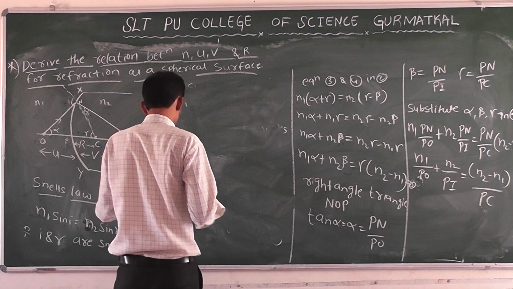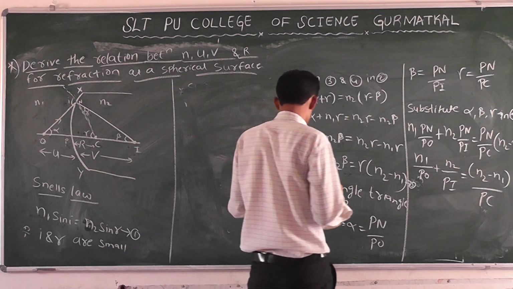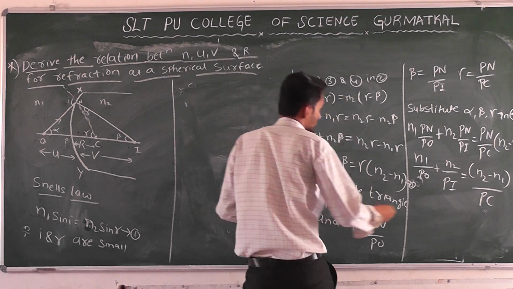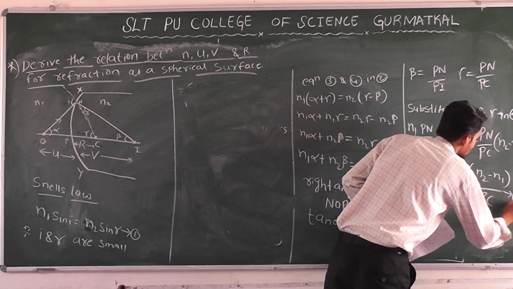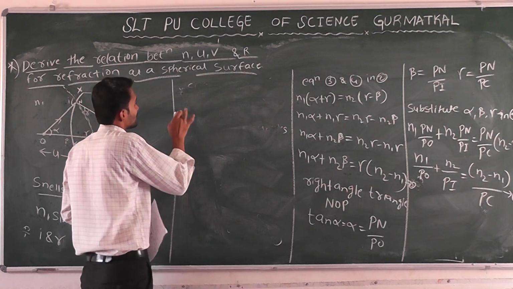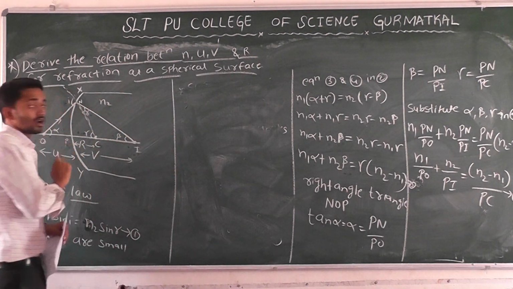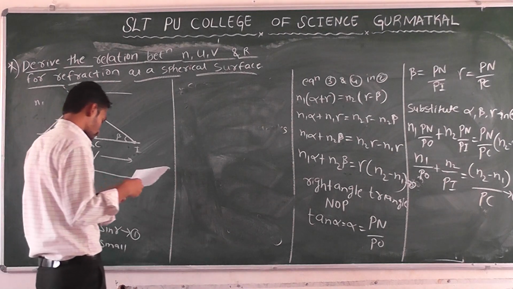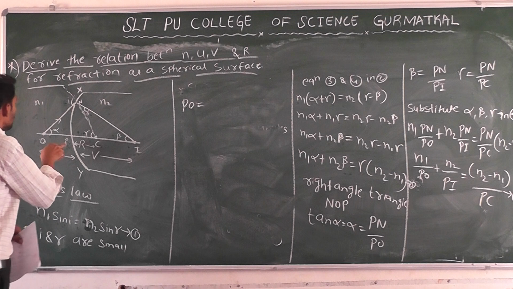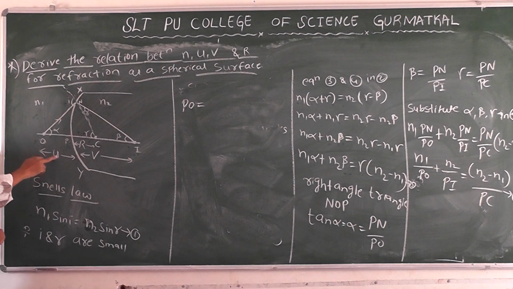Okay, so consider equation 6. According to the Cartesian sign convention, which one is the object distance? PO. Where is the PO? We indicate it as U. U means object distance, and V means image distance. So PO indicates the object distance U.